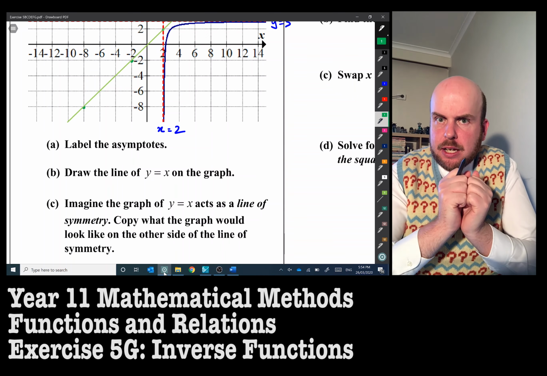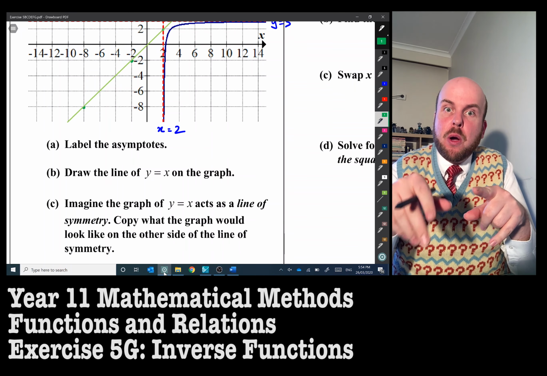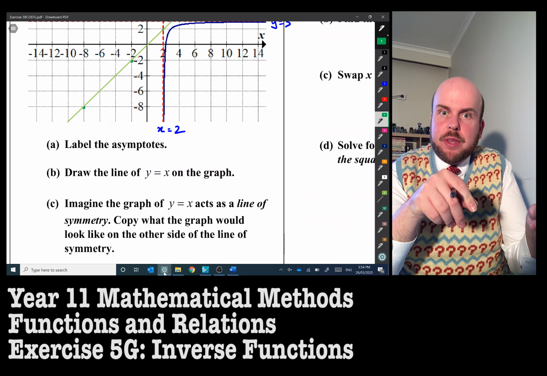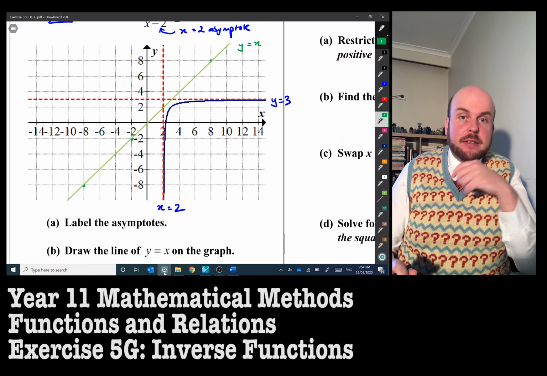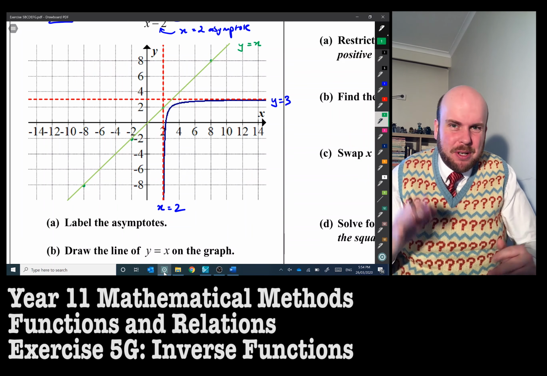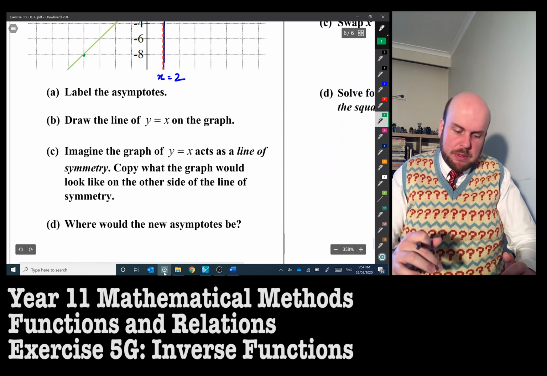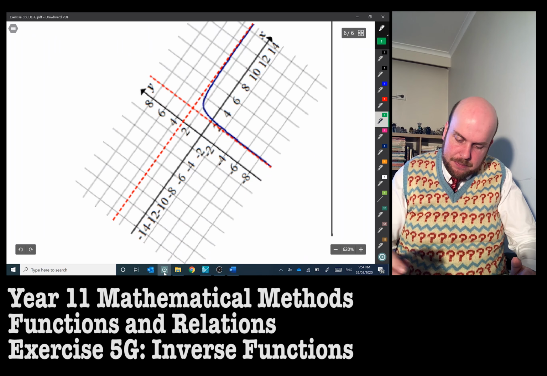And herein lies the concept of an inverse. When I swap x's and y's around, I'm basically going to make a mirror image of the graph along that line of y equals x. Now, I find it super difficult, especially when you've got asymptotes and all that kind of nonsense in, to visualize it on that angle. So what I've done here is I've actually tilted it around.